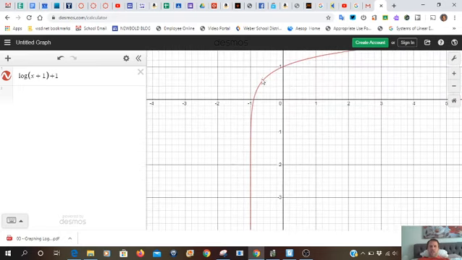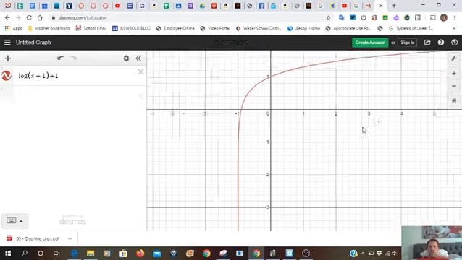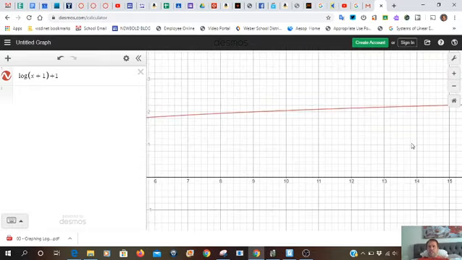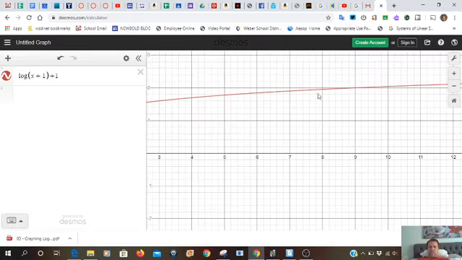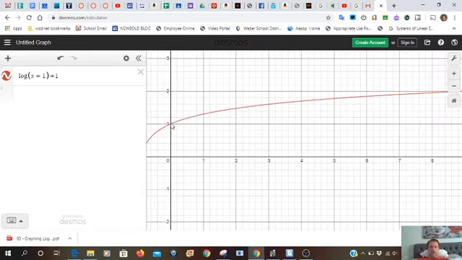Crosses through on the y-axis, y-intercept of 1, 0. And then carries on up and to the right. A little bit, no, not a little bit faster. Yeah, so it's 7, 8. It still hasn't even crossed up 1 square yet.